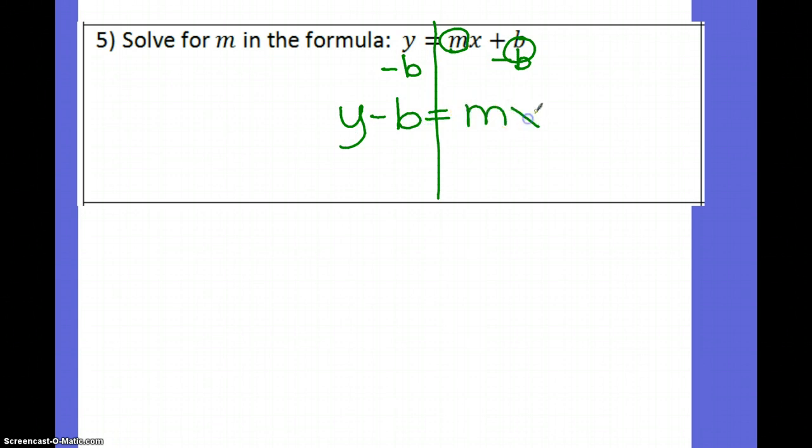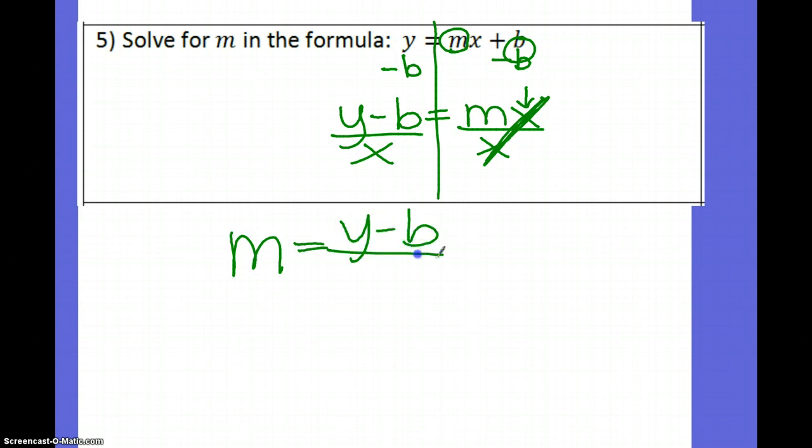equals mx. We want m by itself, so we need to get rid of the x. So to do that, m and x are multiplying. So we do the opposite and divide. Divide by x on both sides. x over x is 1. So m is y minus b all over x.